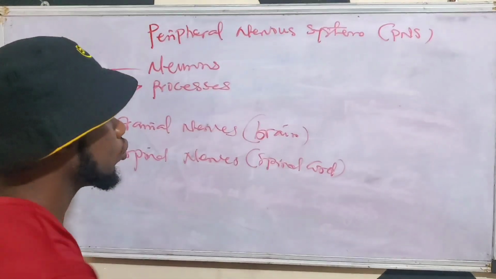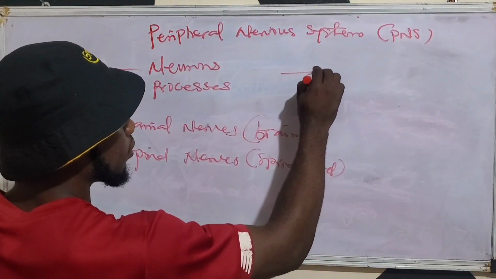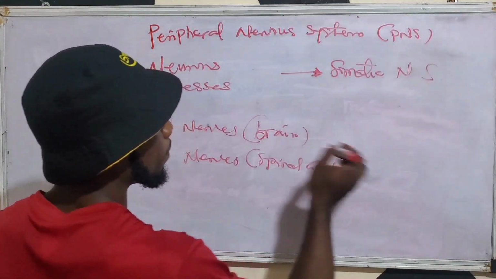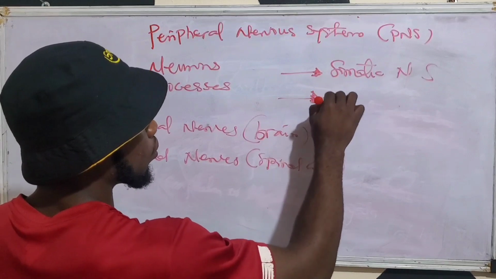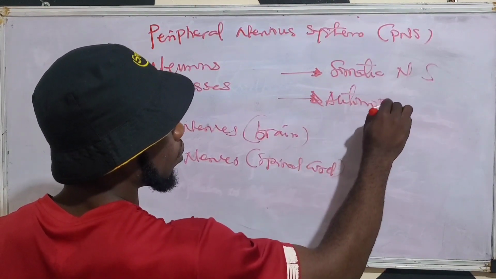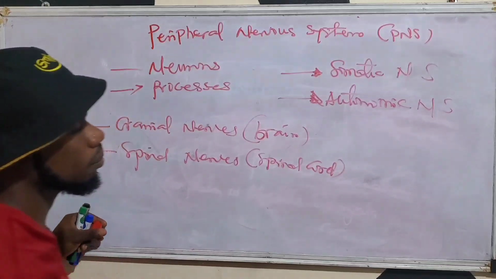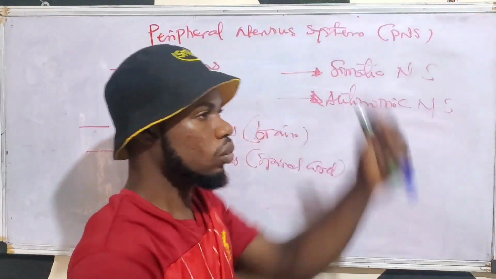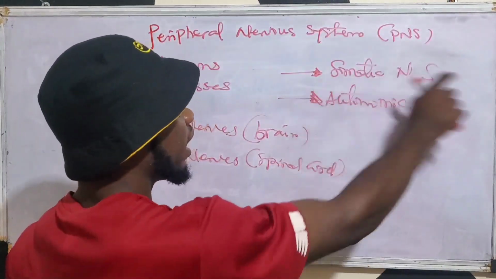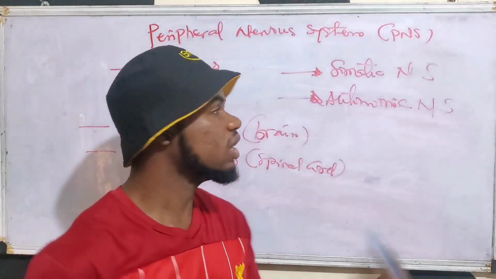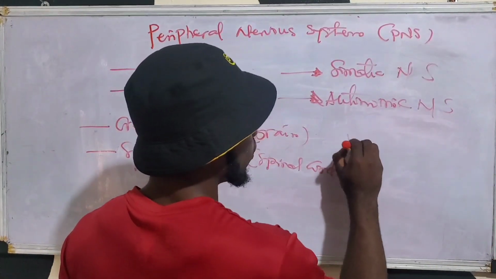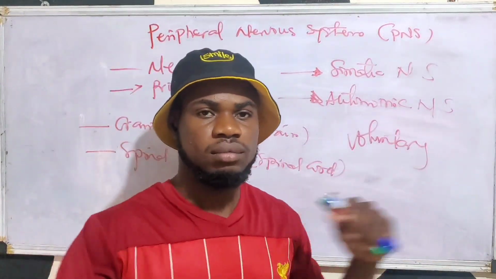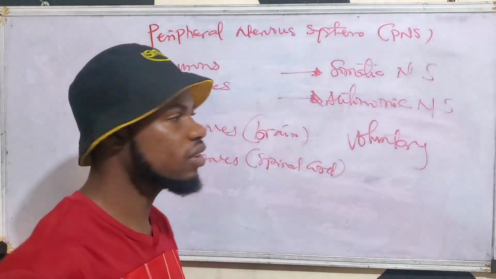The PNS is divided into two. The first part, somatic nervous system, and autonomic nervous system. This guy controls the movement of the skeletal muscle. All what I'm doing like this is the somatic controlling it. It is voluntary, like, I can decide to do it. It controls the movement of the skeletal system.